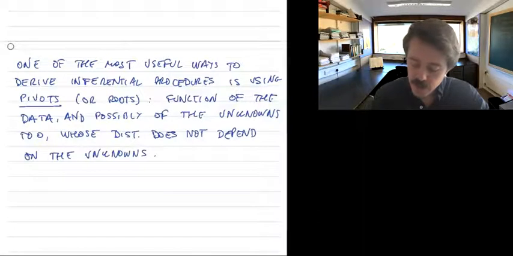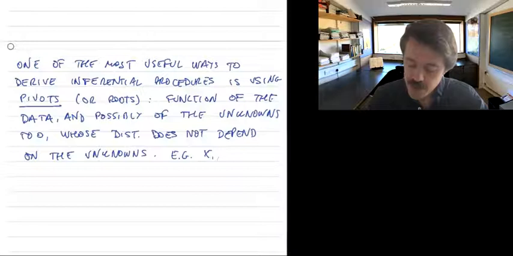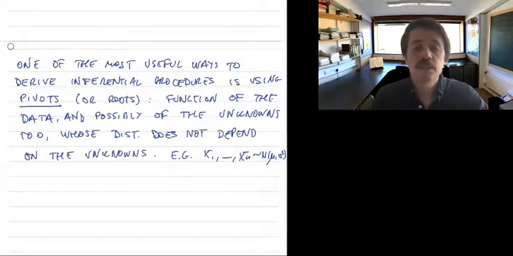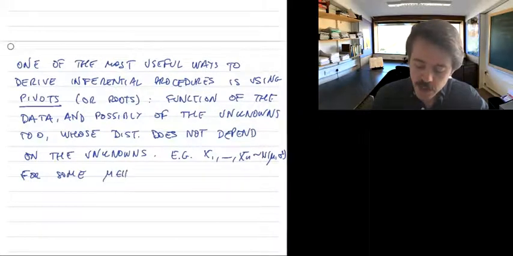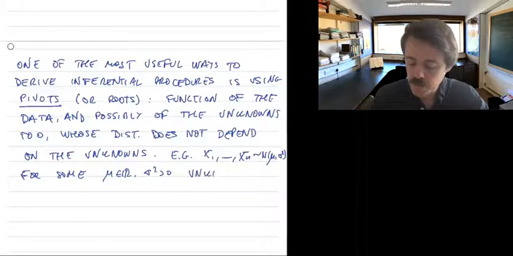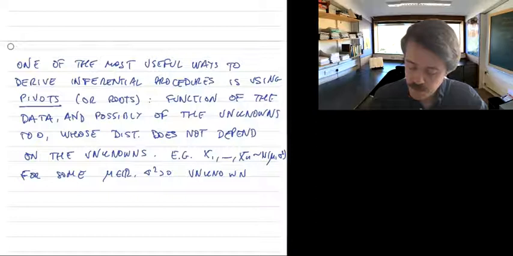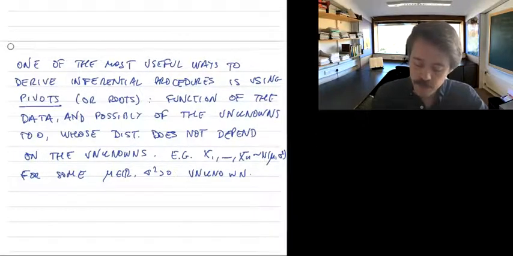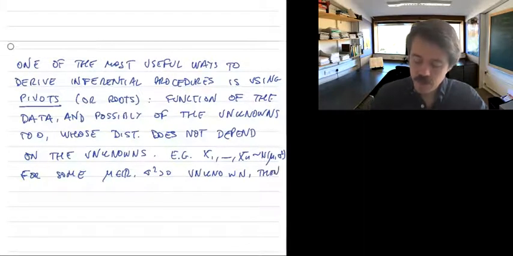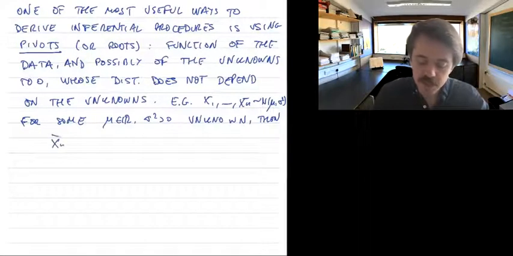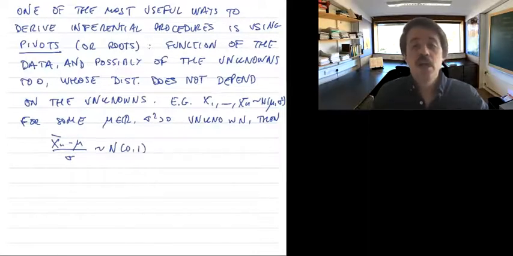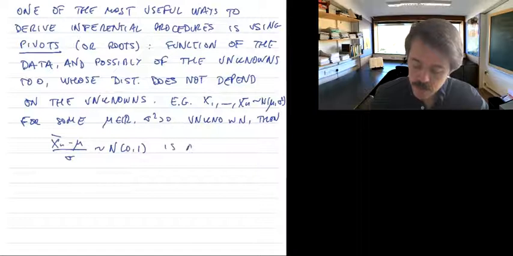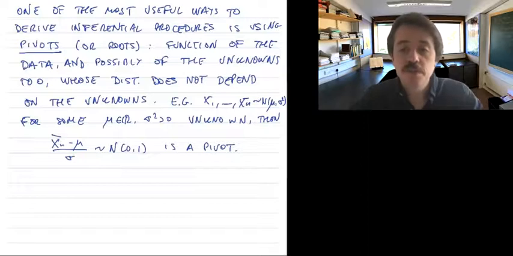Okay, so for instance, just to clarify this, let's assume that we have a sample x1 to xn from a normal distribution with mean mu and variance sigma squared, for some mu in R and sigma squared positive, unknown. Then the ratio of the sample mean minus mu divided by sigma is precisely distributed according to a standard normal distribution, and so this is a pivot. All right, that should be clear, the concept.